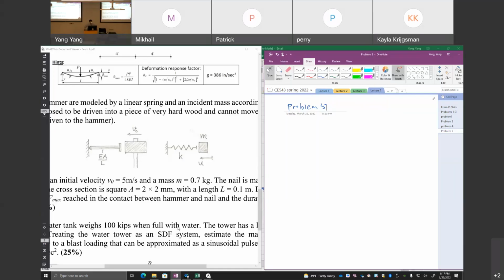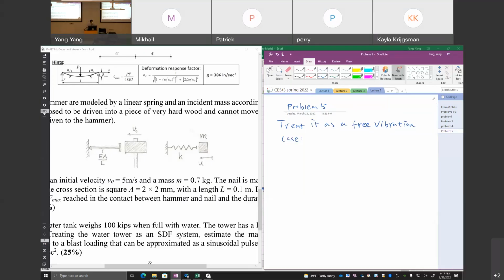Because when you hit the head of the nail with the hammer, you just induce an initial velocity to the hammer. So in this case, let's see whether we can solve this as a free vibration. We treat it as a free vibration case.